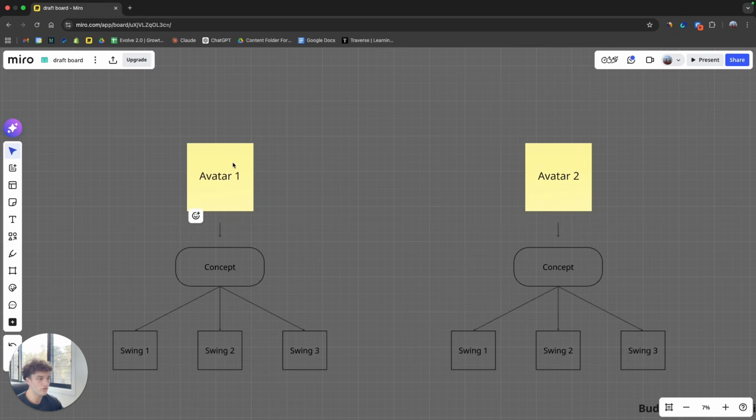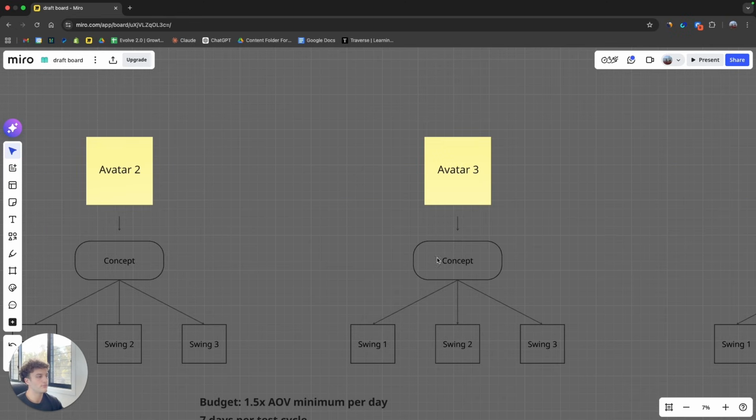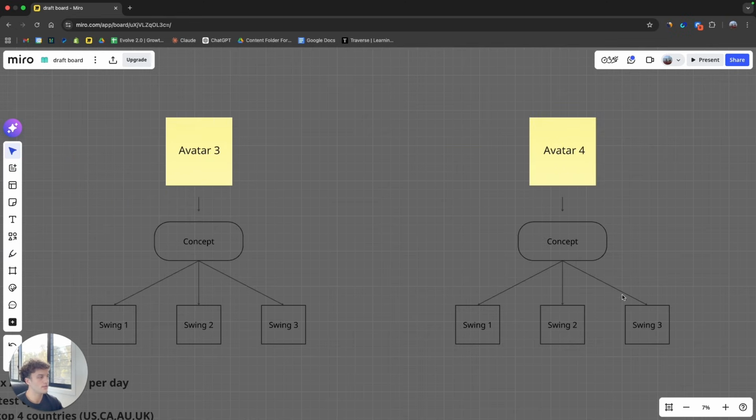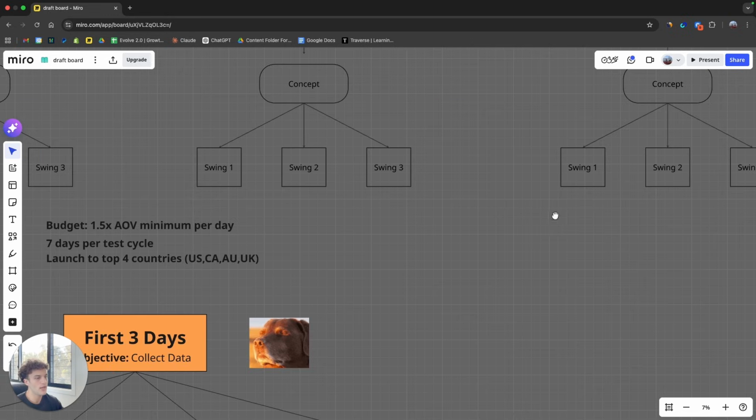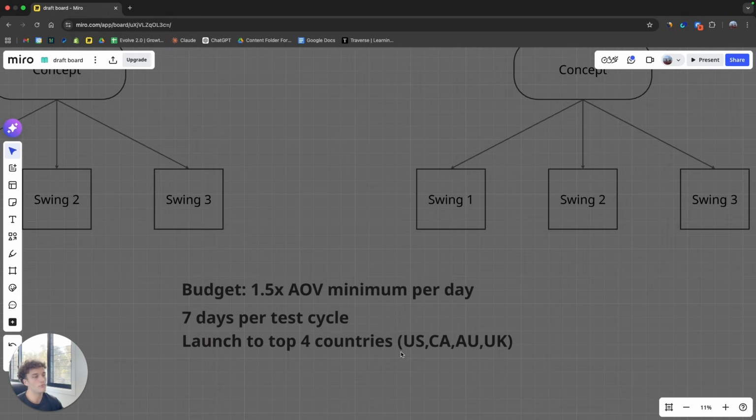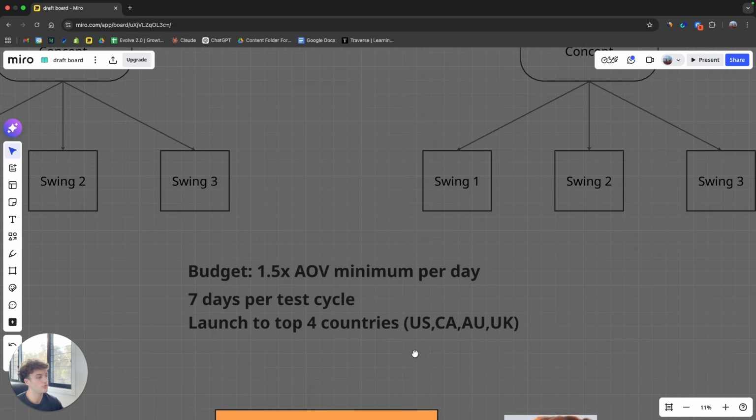So you've got avatar 1 here, concept, then you've got swing 1, swing 2, swing 3. Again, avatar 2, the exact same thing, 3, exact same thing, 4, exact same thing. And then we are going to be running on a budget of 1.5 times our AOV minimum daily. We're going to be running 7 days per product test, and we're going to be launching to the top 4 countries, which are these ones here. If you guys didn't know, US, Canada, AU, UK.